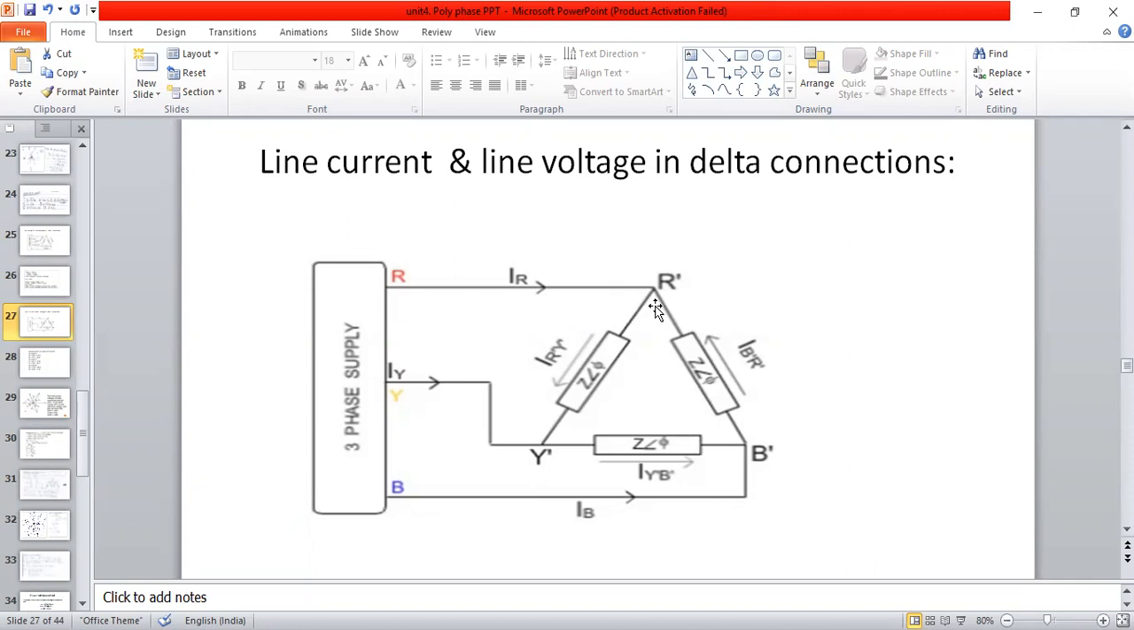Applying Kirchhoff's current law at junction R dash, this is the junction R dash, I'll consider here. How many currents are related to this junction? What are those currents? Can anyone tell me? Which currents are linked to this junction?